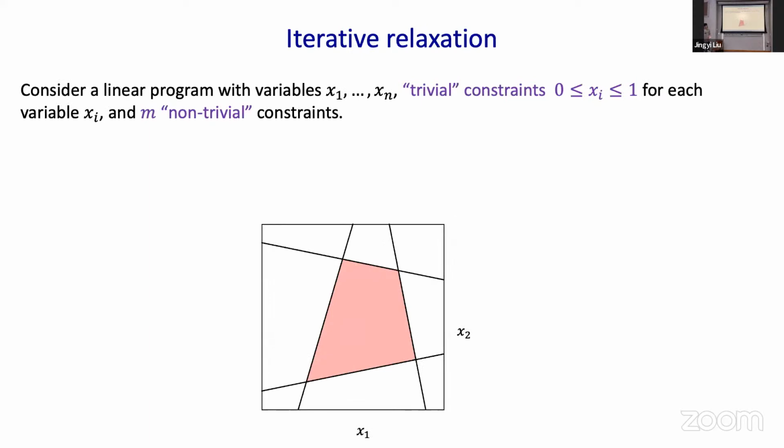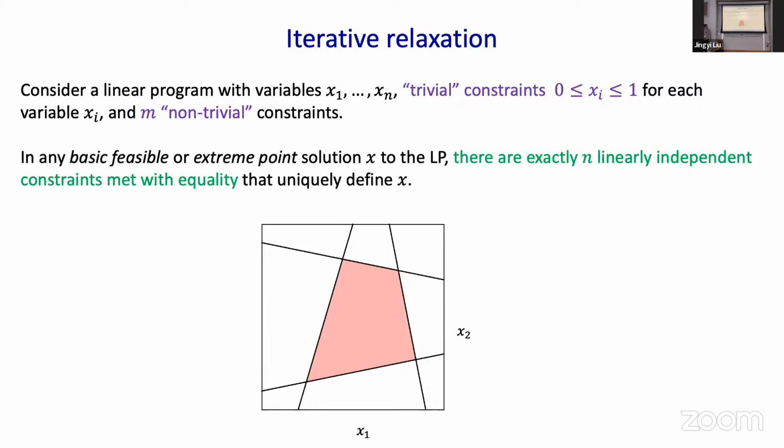So consider just some linear program. You have n variables, x1 through xn, and you have some trivial constraints that say that these variables should all be between 0 and 1. So there's some kind of box constraints that you have to be inside of. And then we have some number of non-trivial constraints, say m non-trivial constraints. For example, we have 4 in this picture.